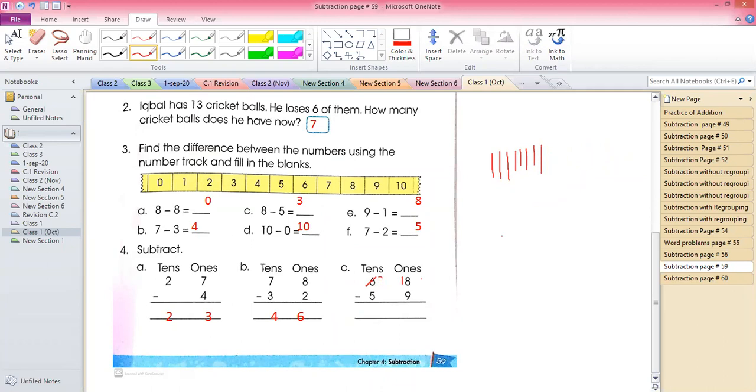I will write here 9. This is not 6 now. This is 5. So 5 minus 5 is equals to?